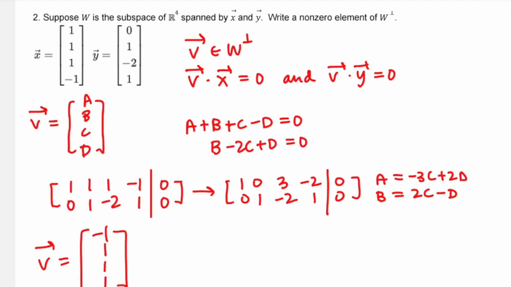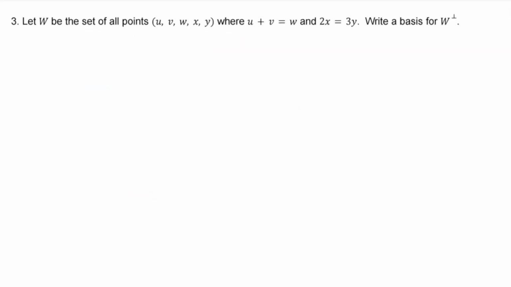That will work. I'm just going to quickly check. Against X, that works. And then 0, 1, 2, negative 2. Yep, it's great. That's a non-zero element of W perp.